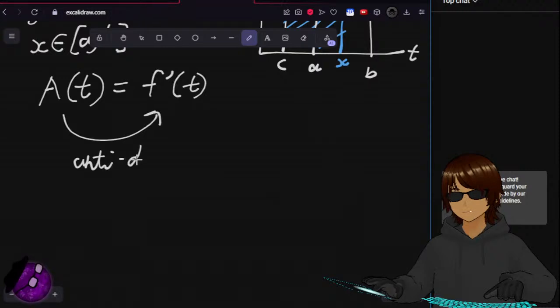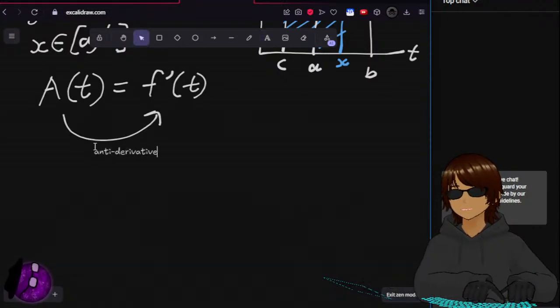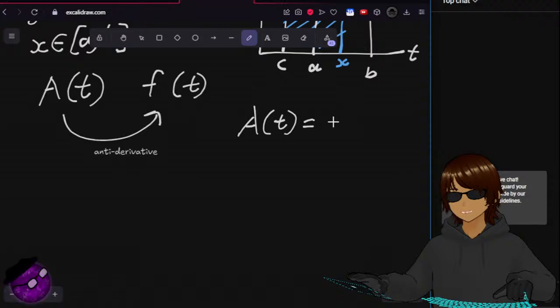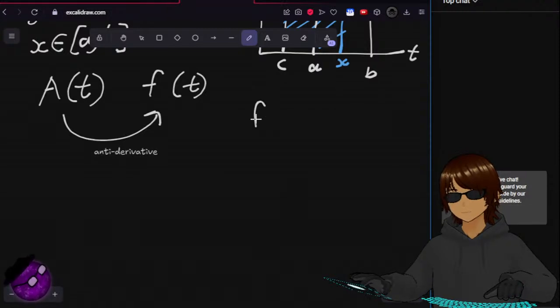Antiderivative. I should write the text. a of t is the antiderivative. If you take the antiderivative of a of t, you get f of t. So basically, if you derivate this, you get a of t.